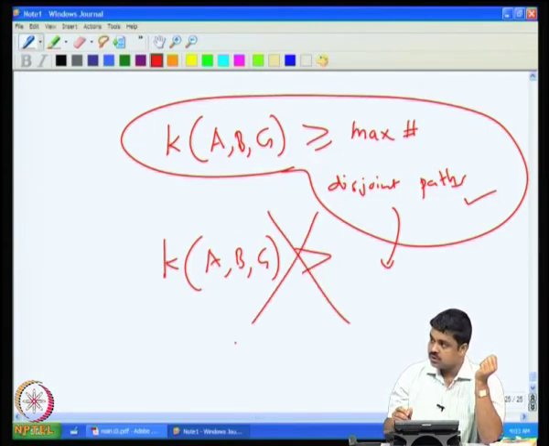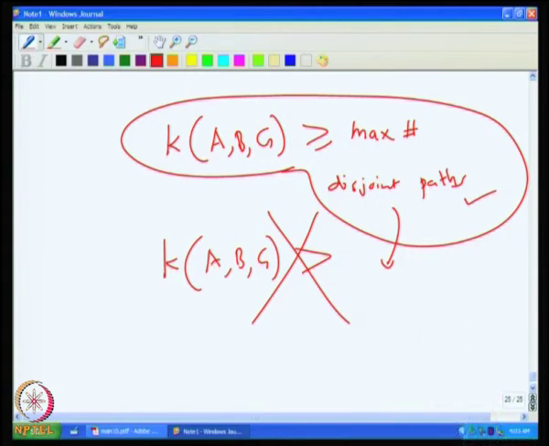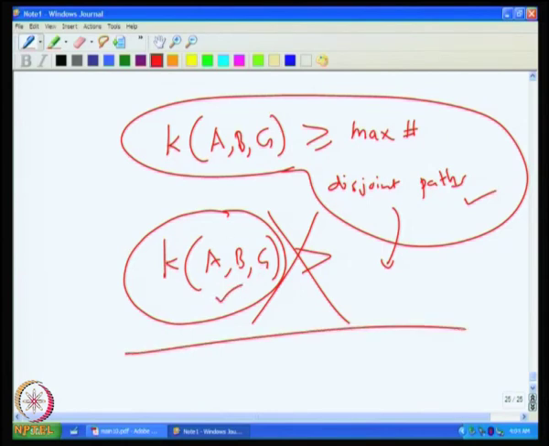In other words, the maximum number of disjoint paths equals the minimum separator. This is what we want to show. So suppose this is the cardinality of the minimum separator of A and B, then we want to show that there exist this many disjoint paths between A and B. That we will do in the next class. Thank you.